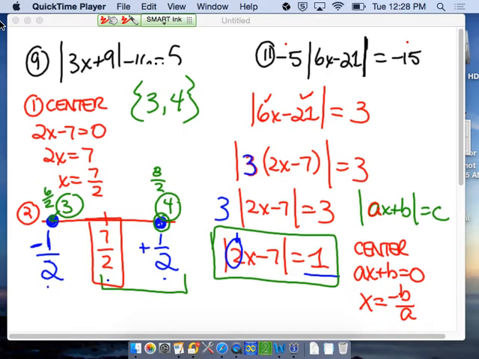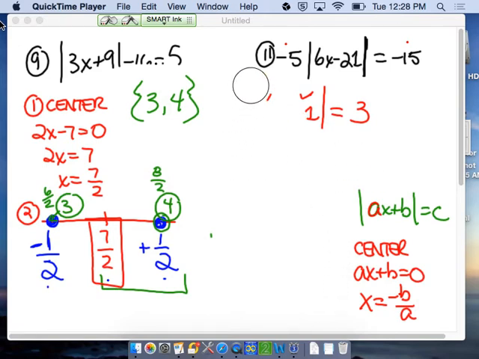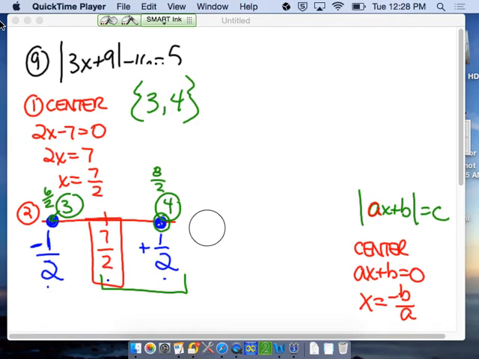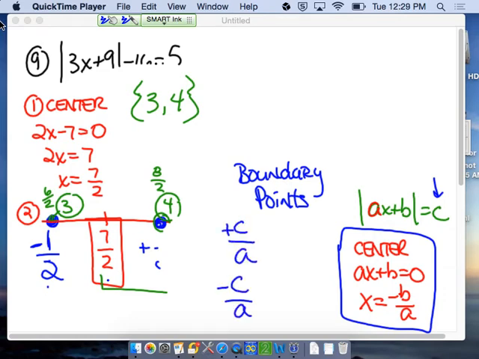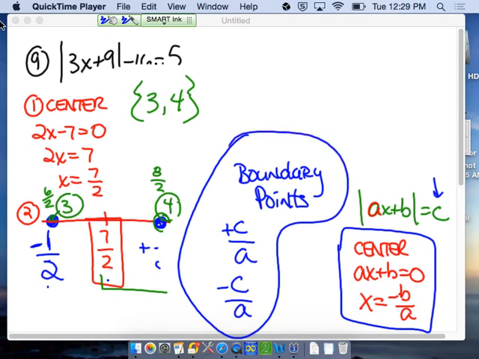And then to find my two endpoints, let me erase some of my board here. To find the 2 points to actually solve the problem, the pattern or the formula that we derived in class. So here's my center. And then to get my 2 boundary points, I'm going to take what the absolute value is set equal to. So here are my boundary points. My boundary points are positive c over a and negative c over a. And my center is negative b over a. And that's the example that we talked about in class. But the ability to take a problem and match up what's happening by following the formula, that's an important skill.